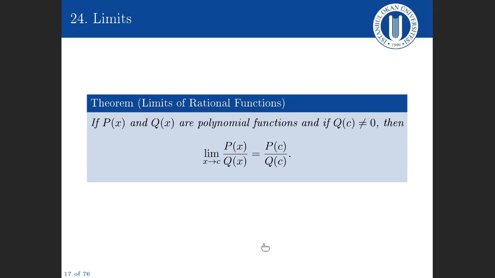What about if we have a rational function? In other words, what if we have a polynomial divided by a polynomial? Then, again, the limit as x tends to c of p of x divided by q of x is equal to p of c divided by q of c. Just be careful, this is true if q of c is not 0.